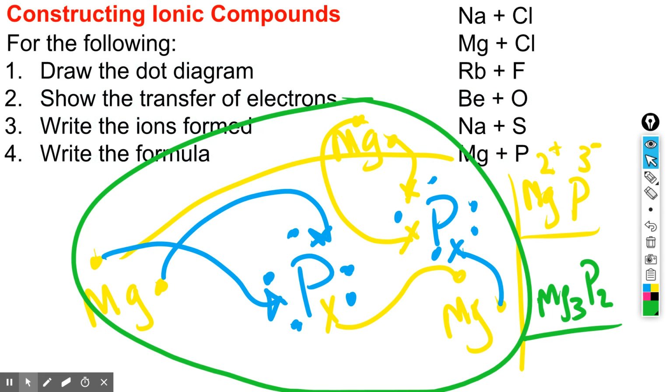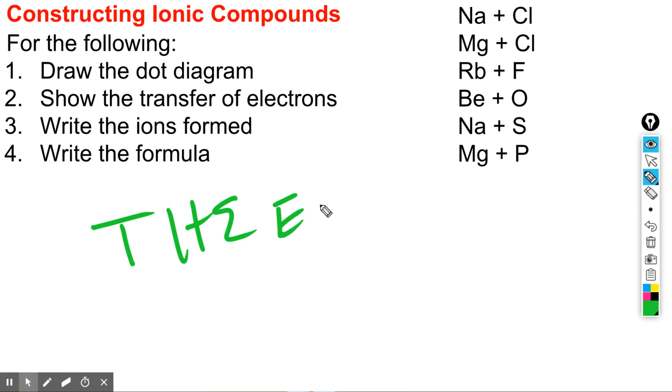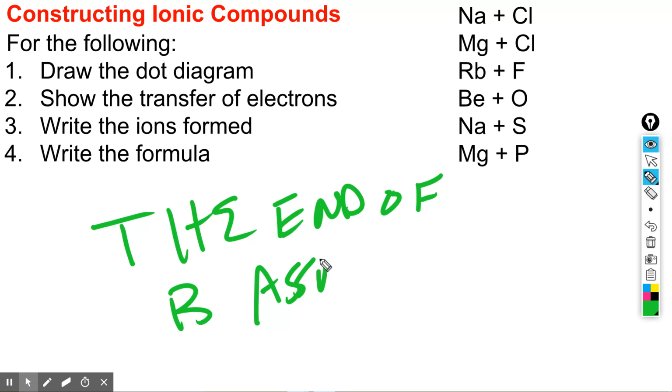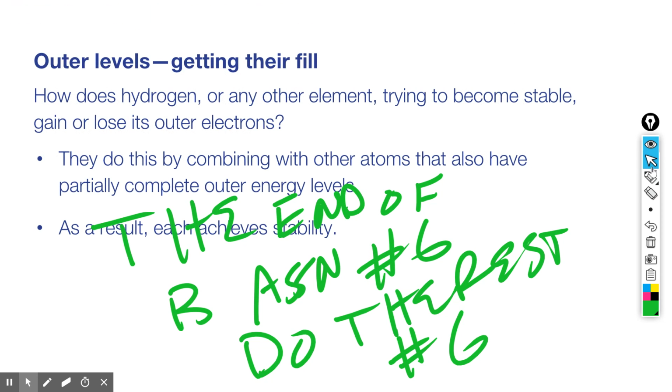So that's the end of assignment 6. Bonding assignment number 6. Do the rest of number 6. There's a whole ton of practice problems you should be doing now. So come and ask me for help, clarify any questions that you have. I'll do some with you individually if you need the help. That is the end of bonding assignment number 6.